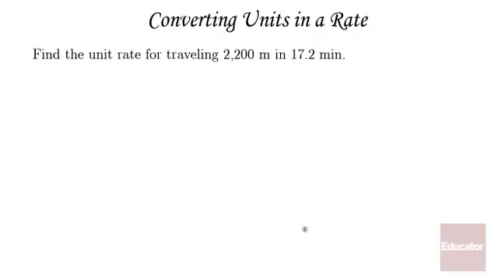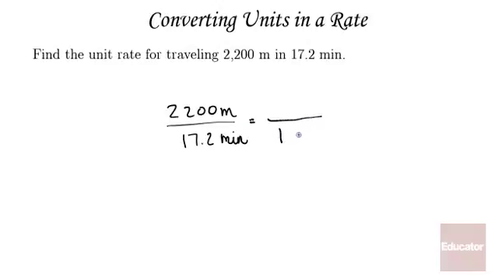Find the unit rate for traveling 2,200 miles in 17.2 minutes. So we've looked at unit rates before. Let's look at 2,200 miles over 17.2 minutes. And if you remember, unit rate means finding for 1. So we're going to find for 1 minute how fast this vehicle is traveling. So to go from 17.2 to 1, you would divide by 17.2. So 17.2 divided by 17.2 will give you the 1.